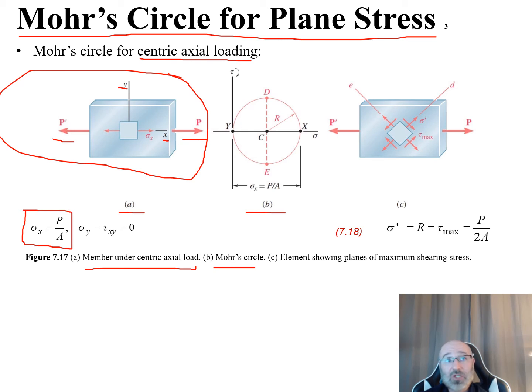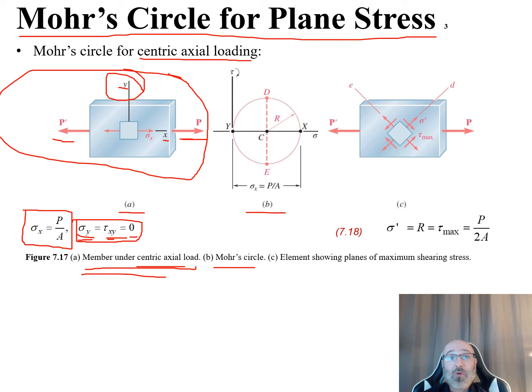And we also have the relationship that our sigma y is equal to our tau xy, and this is equal to 0 as well, which makes our sigma y equal to 0 as well, because if we look back at A right here, this is just a centric axial loading. There is no load in what we specified as our y direction. The load is only in our x direction, which makes both of these terms go to 0.